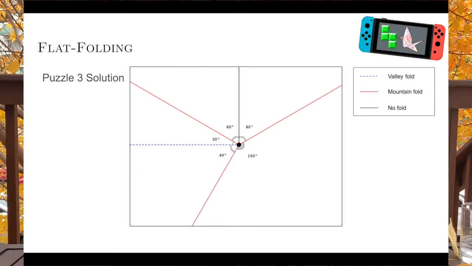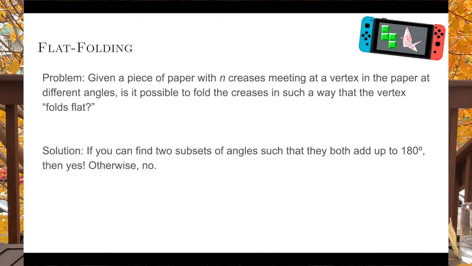Alright, so at this point you might be wondering if it's possible to figure out whether you can flat fold a vertex or not without actually folding it up. And it turns out that there is a simple rule which will help you figure this out. If the angles that are implied by the creases at a vertex can be split into 2 groups that add up to 180 degrees, then yes, you can flat fold a vertex. If that's not possible, then no, you can't.